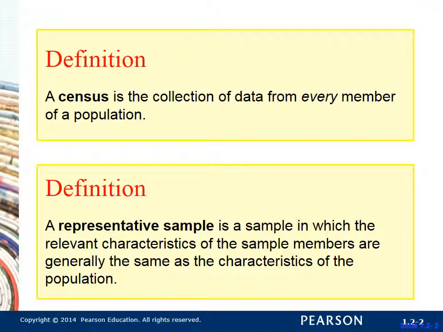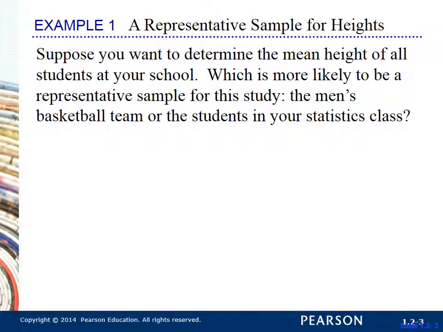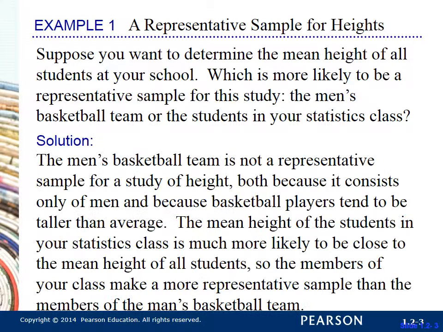There are several ways to do this. Suppose you want to determine the mean height of all students at your school. What's more likely to be a representative sample, the men's basketball team or the students in your stats class? Well, the men's basketball team isn't going to be a good choice because generally they're taller than average. The mean height of the students in the stats class is much more likely to be representative of the students at the school, and not a specialized subset like a basketball team.